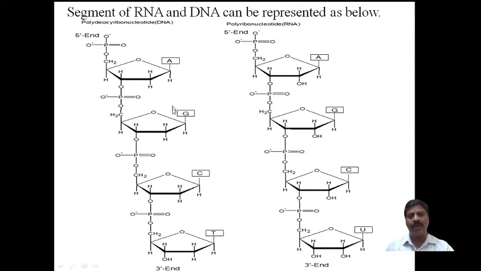These bases are there. They are called nucleotides: adenine having a nucleotide, guanine having a nucleotide, cytosine having a nucleotide, and thymine having a nucleotide.